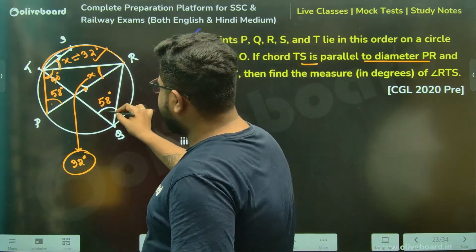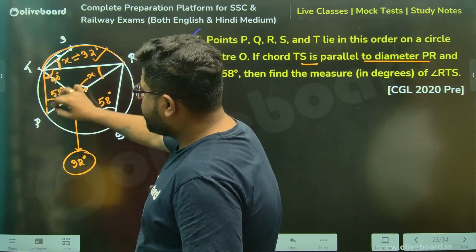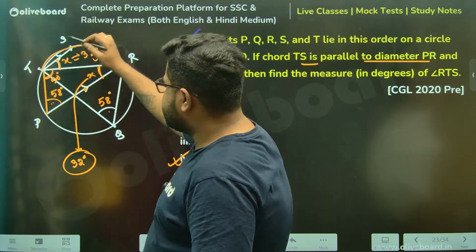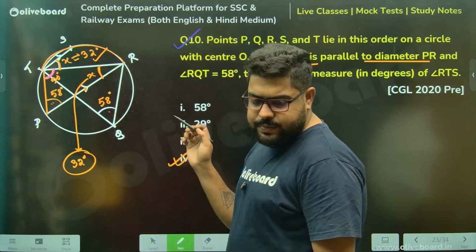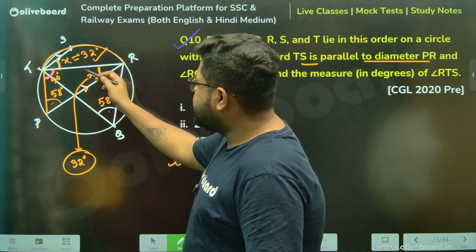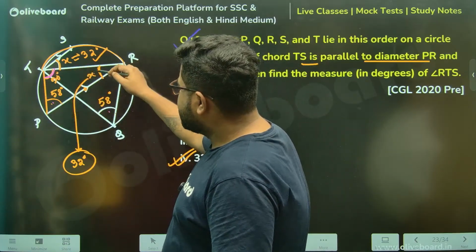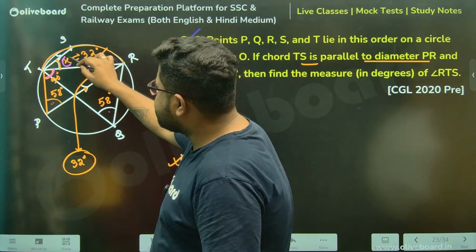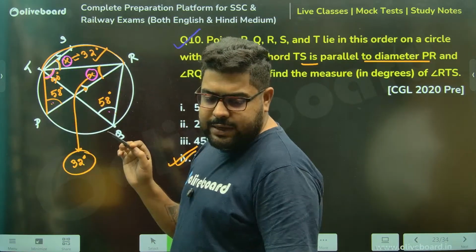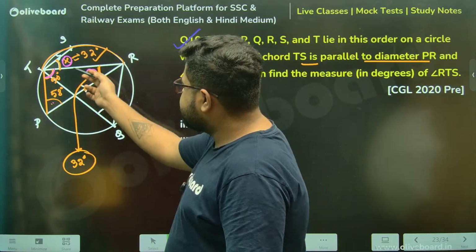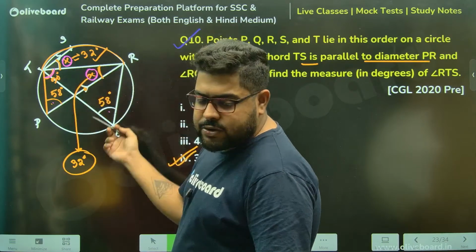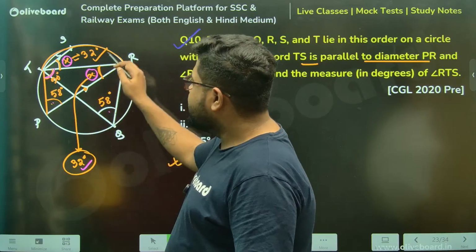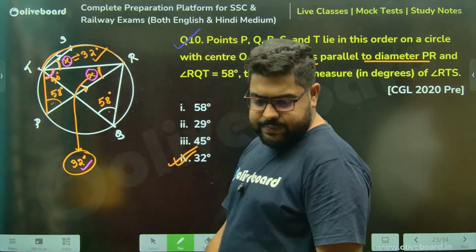So if this is 58, this is also 58. I have drawn T and P. I've joined this. And so automatically this is 90 degree because this is a semicircular angle, half circle. So one triangle which is TPR. So whatever is this angle, same is this angle because of Z, the alternate angle. So to find this X, total is 180, 90 and 58 gone. So remaining is 32, that is this angle. Whatever is this, same is this.